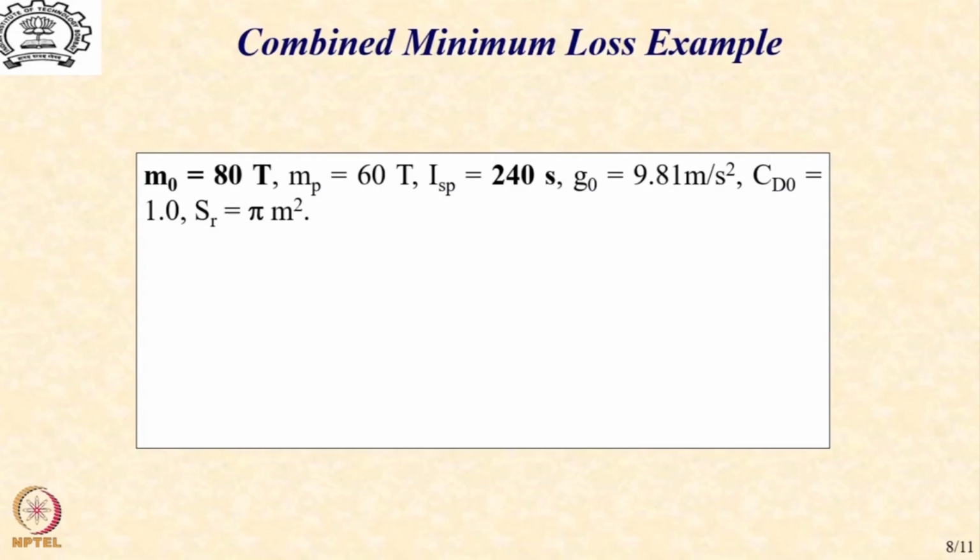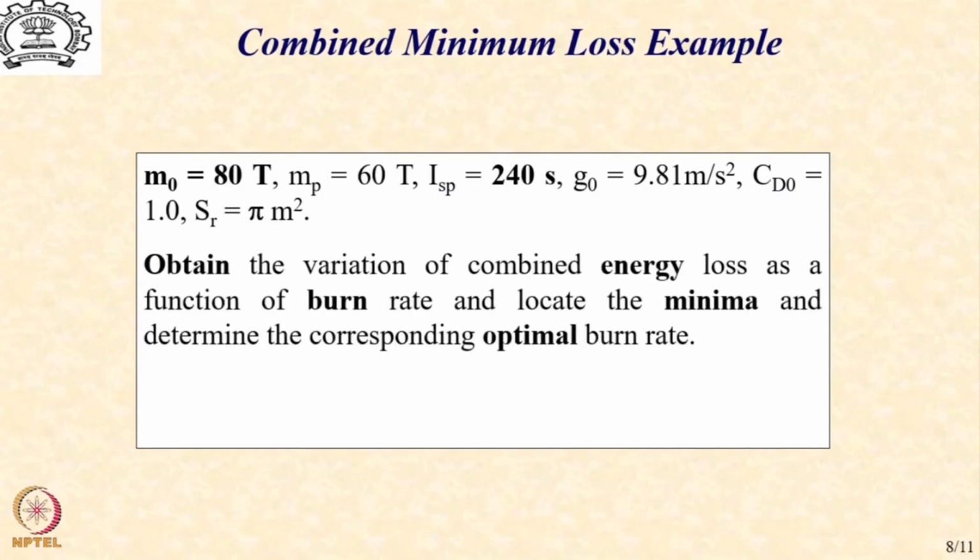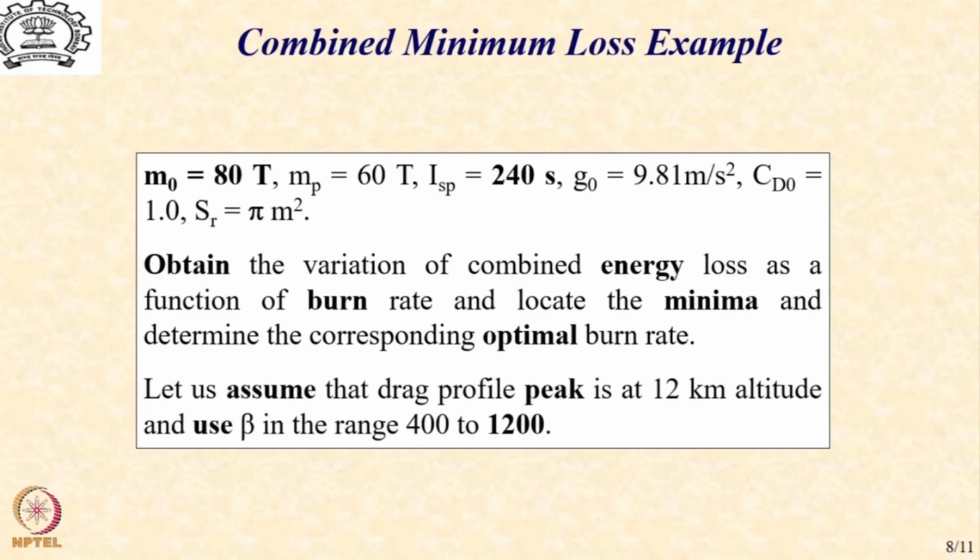So let us take the same example, but this time we don't implement any burn rate. We are now going to look at the combined loss. So let us see if we can get combined energy loss as a function of burn rate and locate the minima and determine the corresponding optimal burn rate. Just to simplify our analysis and the various algebraic steps, let us again assume that the drag profile peak is going to be around 12 kilometer altitude so that we can fix the density value. And let us also use the beta in the range of 400 to 1200. Let us see if that gives us something.